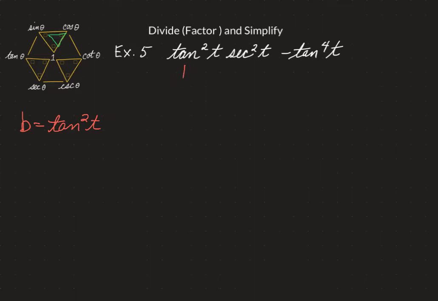So I could write b times secant squared of t minus b, but that's only tangent squared of t, right? So it has to be b squared. It has to be tangent squared squared. So now when you look at it, you can see that b is the greatest common factor, and we have left secant squared of t in the first term, and we have b left in the second term. Now that's as far as we can go with the b and manipulating it to make things simpler.